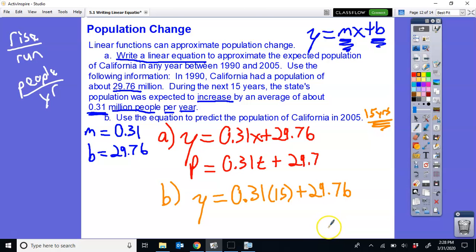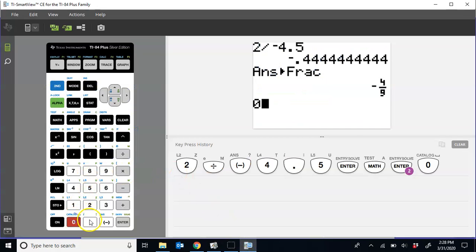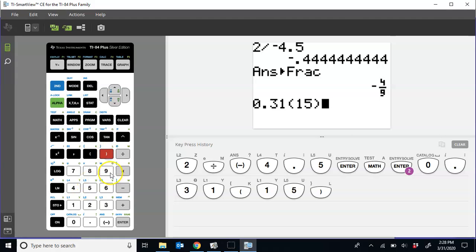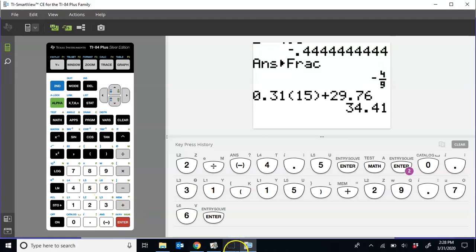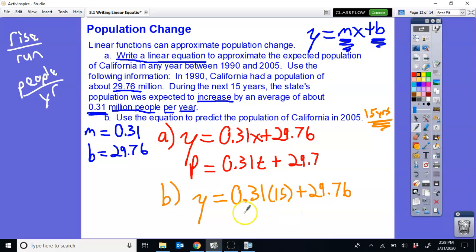And I get that. In a real life situation, you may not sit and pull out your paper and your pencil and your calculator and be a nerd in front of everybody, but you're going to use it if you're trying to predict this population. So you take out your calculator and you do 0.31 million people per year for 15 years plus 29.76. Add those together and you get 34.41, be careful here, million people.